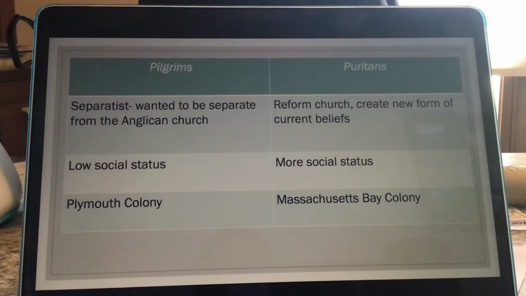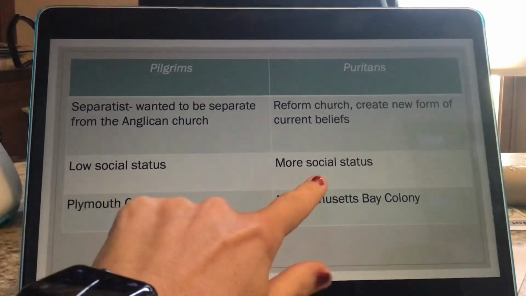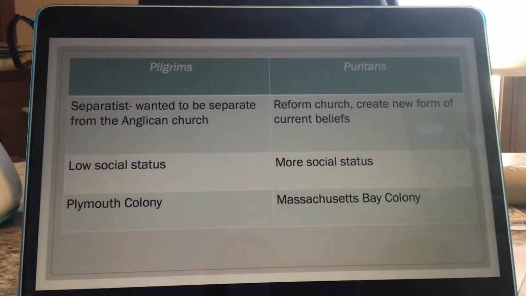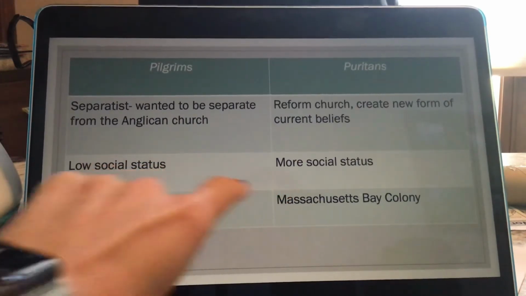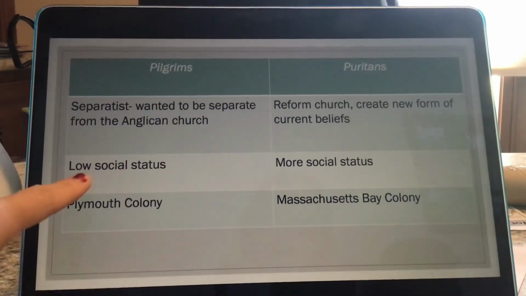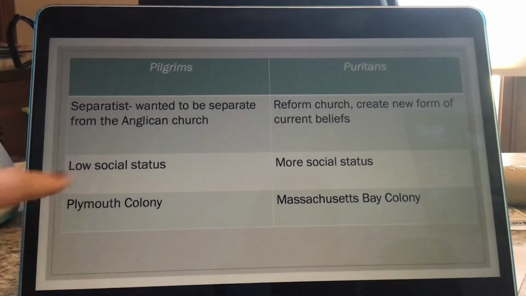Okay, then you have the different social status. Think for a minute, what does social status mean? Pilgrims were at low social status. Puritans had more social status. What does that mean? Think about it. So social status is kind of like where you're at in society. Are you higher up in society? Maybe you have more money or more materialistic things. That's where the Puritans were at, where the Pilgrims were maybe a little lower. They didn't have as much, but they were probably very resourceful as far as the things they used and what they did.